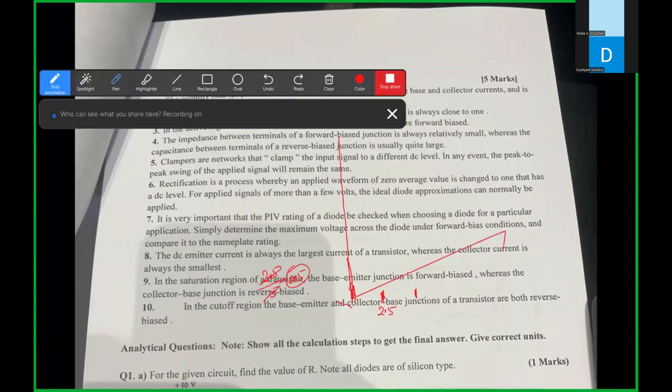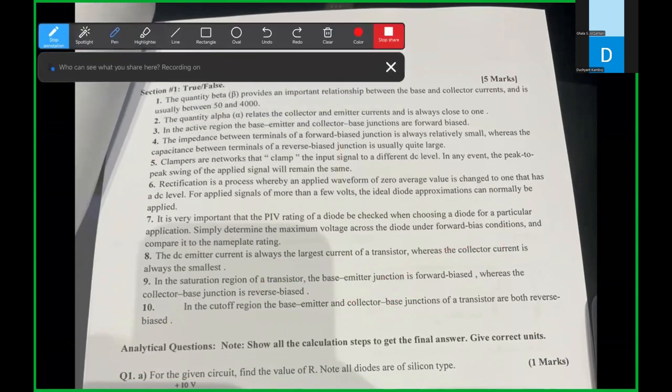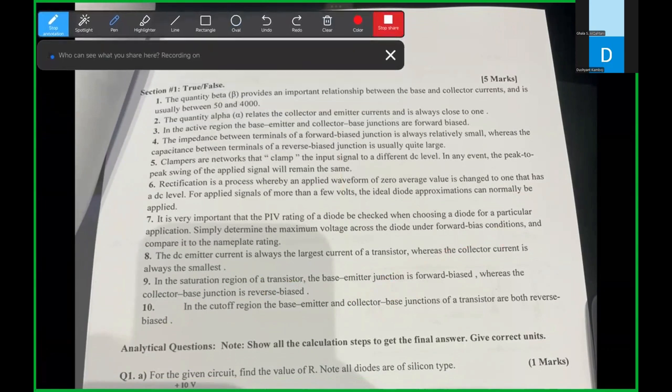The 10th question is what? Can you read it? The 10th from the last. In the cutoff region, the base emitter and the collector base junctions of a transistor are both reverse bias. Is it true or false? Just memorize that table, that is really important. The cutoff region, yes, it's true. Both the junctions are reverse bias.